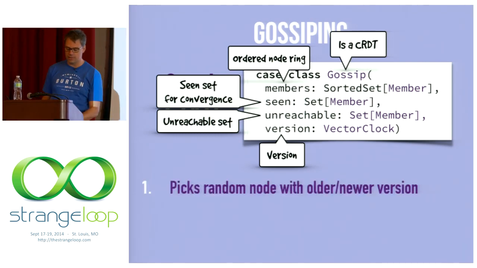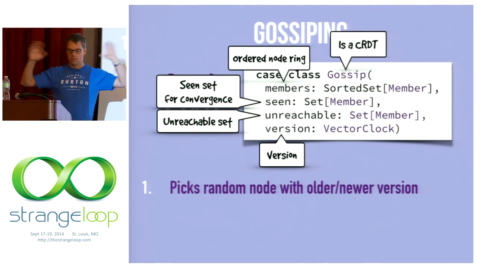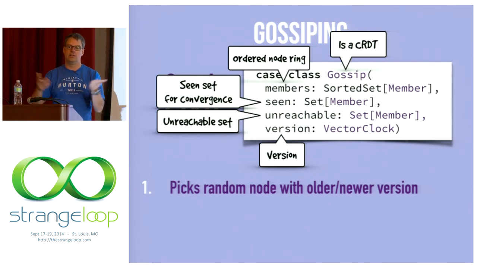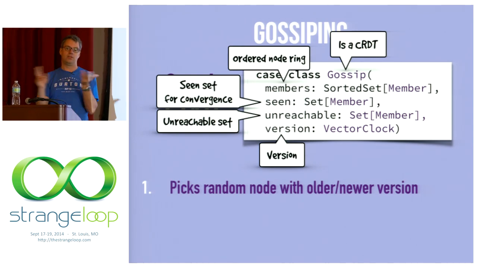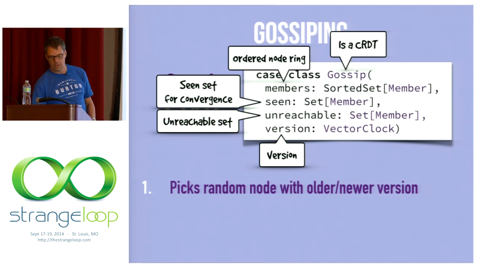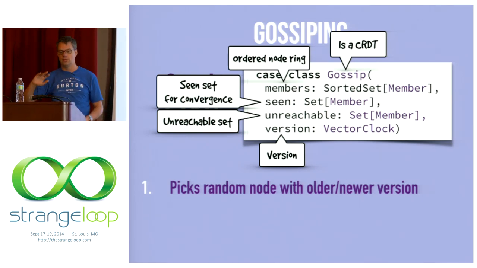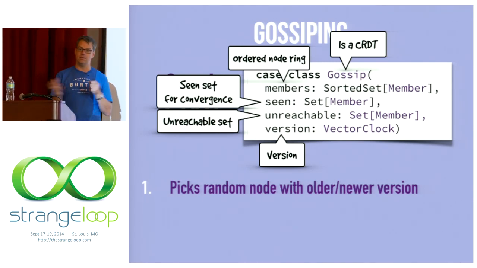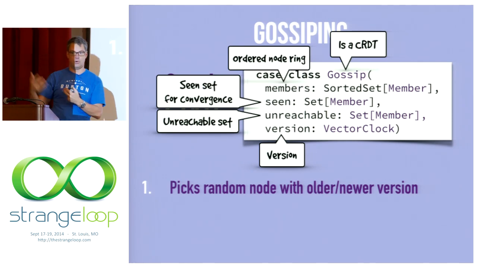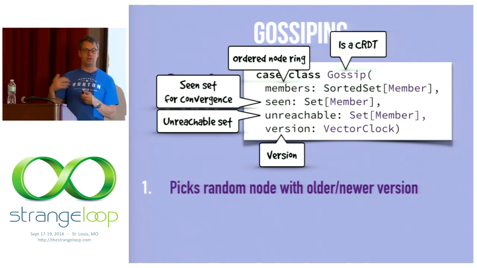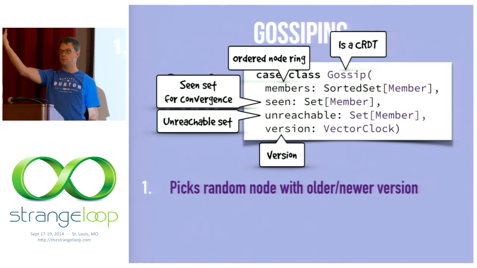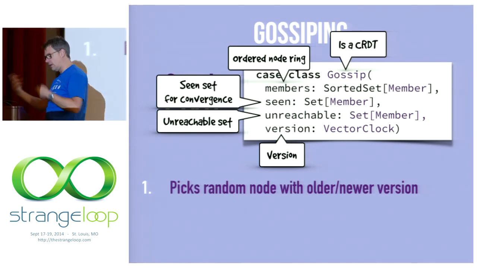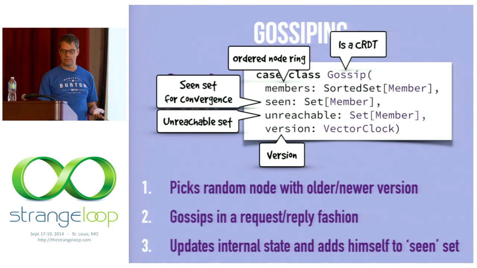So the way gossiping works is that one node picks a random node. It first checks if there is one that has an older version of this state, and favors that one. If none exists, then it just picks a regular random node. Then it gossips it out in a request-reply fashion, and the receiving node checks: do I have a newer, an older, or a conflicting version of the state? If it has a conflicting one, then it merges, and merges the vector clocks as well. If it's newer, then the newer is kept, and this new gossip state with the upgraded version is sent back. And then the whole process repeats itself basically.